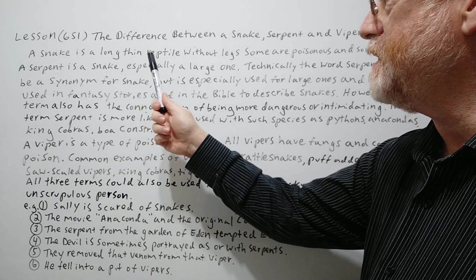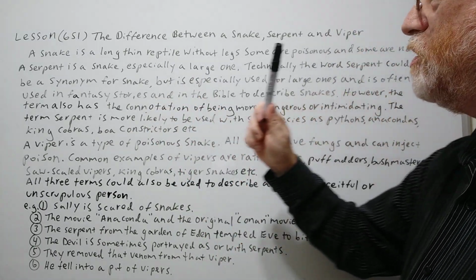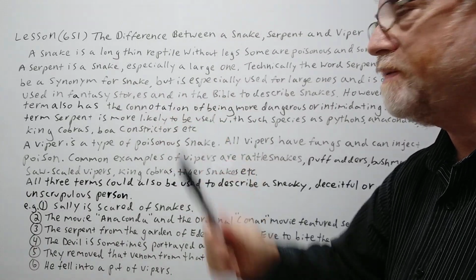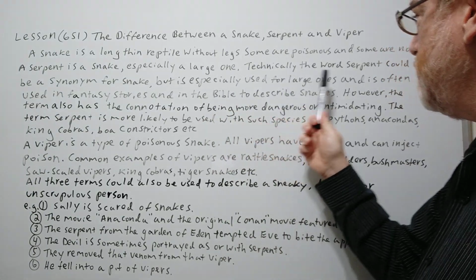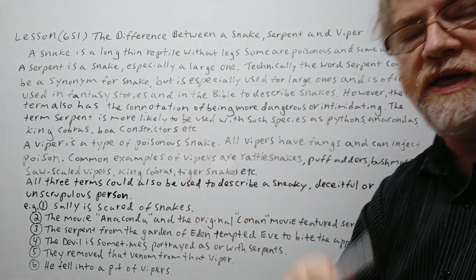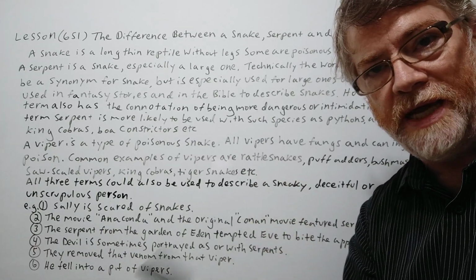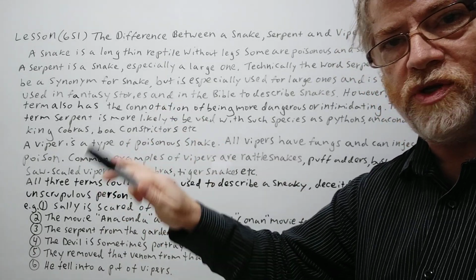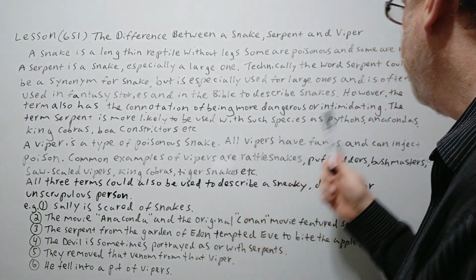A serpent is a snake, especially a large one. Technically, the word serpent could be a synonym for snake. So they could be interchangeable, but it is especially used for large ones and is often used in fantasy stories and in the Bible to describe snakes. So you're more likely to see the word serpent used there. Although, again, snake is the most common term.